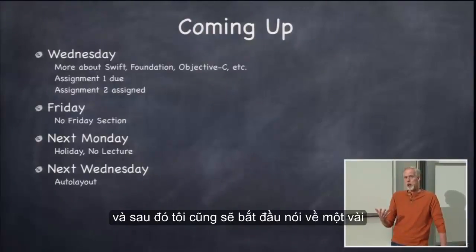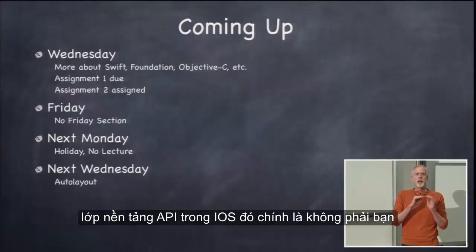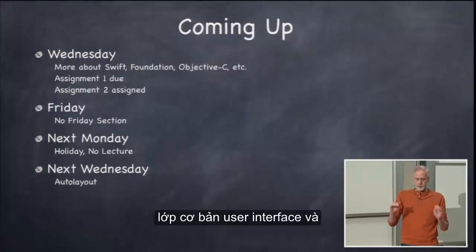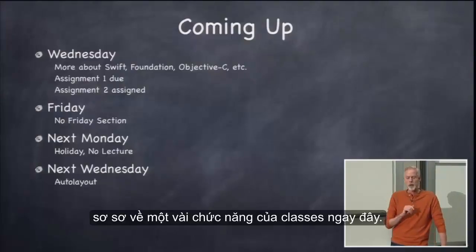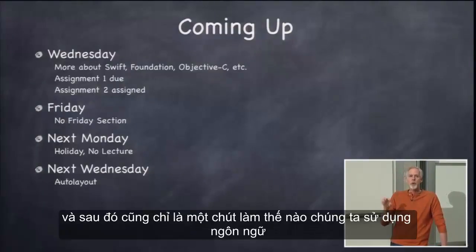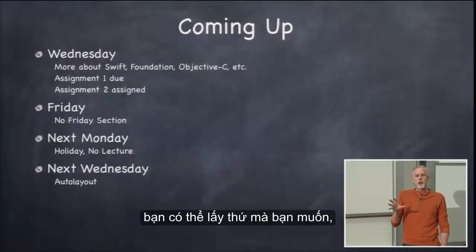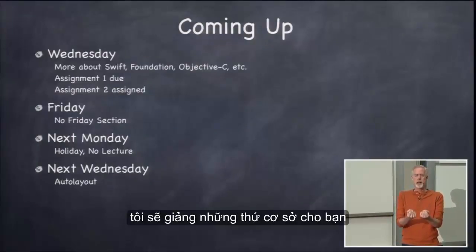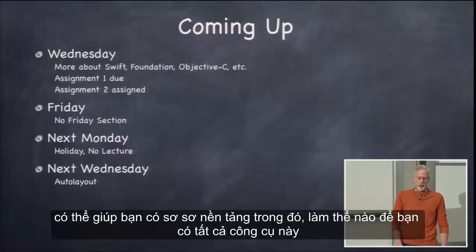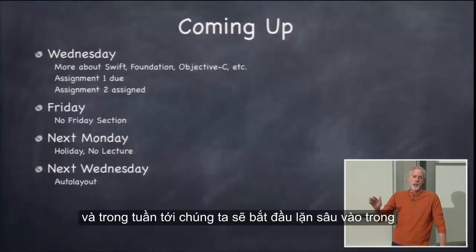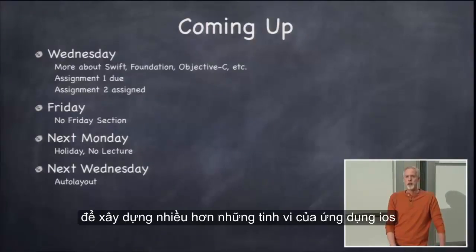And then I'm also going to start talking about some of the foundation layer API in iOS. That's the non-user interface layer, basically, and kind of what some of the classes are in there. And then also just a little bit of how we use the language features of Swift and Foundation in iOS, so that you kind of get grounded. Next Wednesday's lecture is going to be your baseline lecture. It's going to get you grounded in how to do all this stuff. And then next week, we'll start diving in to building more sophisticated iOS applications.